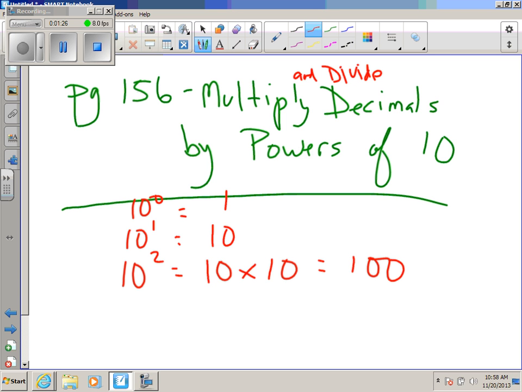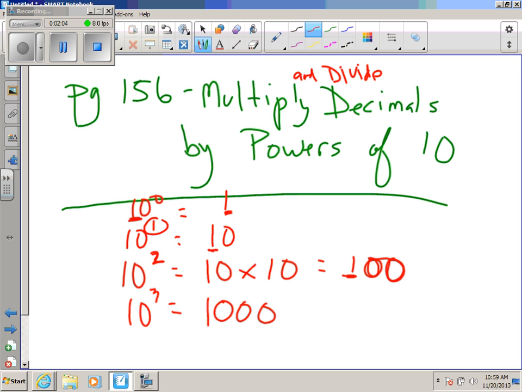Now, you can look at these a number of ways. If I have 10 to the second power, that means I have a 1 with how many zeros? 2. 10 to the first means I have a 1 with how many zeros? 1. 10 to the 0 means I have a 1 with how many zeros? 0. 10 to the third means I have a 1 with how many zeros? Okay? So powers of 10.